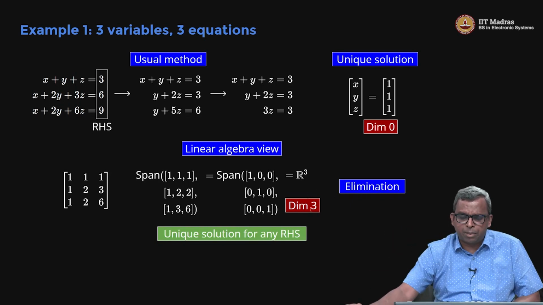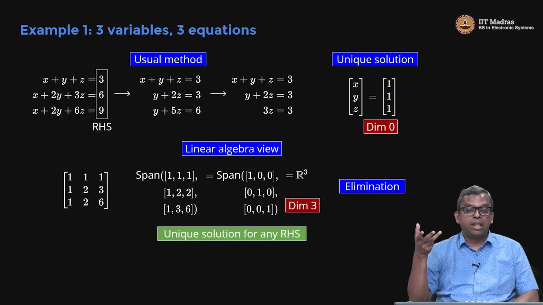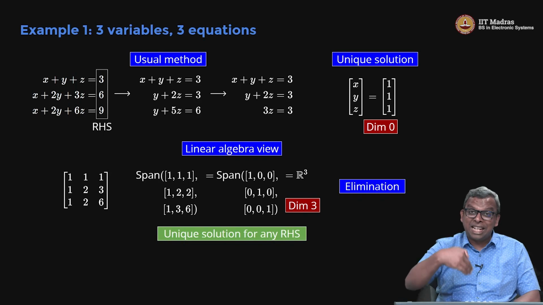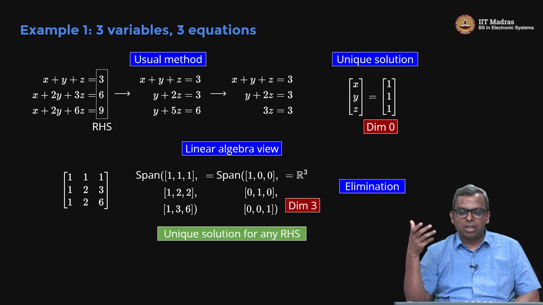I want you to think about this dimension 3, that is the span of this subspace, the column space, so to speak, the space of all columns, and then the solution ends up being a dimension 0 solution. So, we will see more examples now. I will show you more examples with 3 variables and 3 equations, where it will look dangerously similar to this one, but the nature of the span will be different, and the nature of the solution will be different. Let us take a look at that.